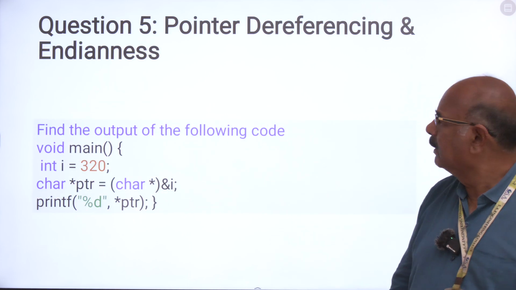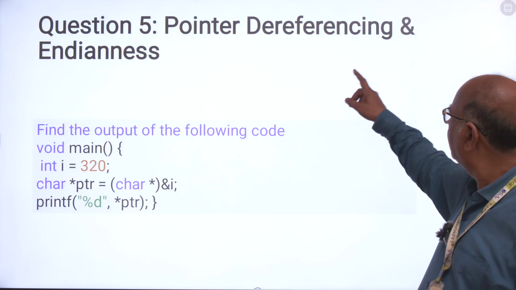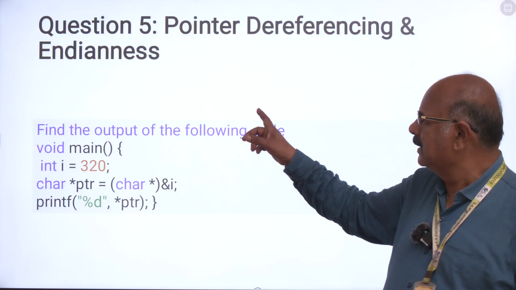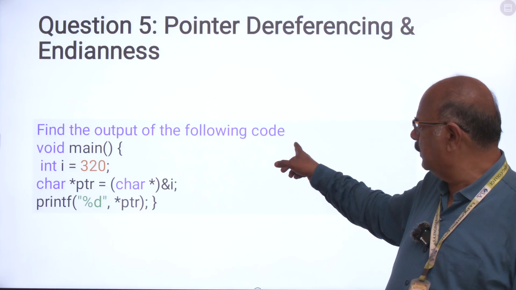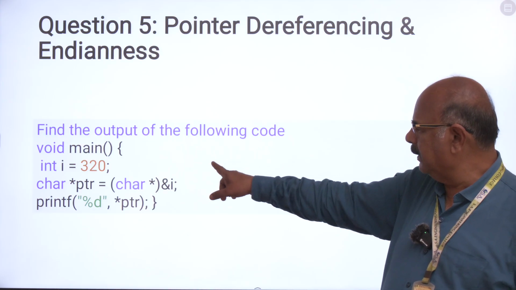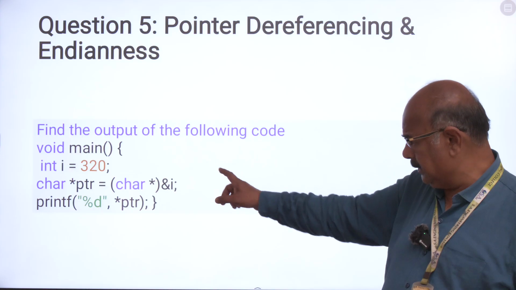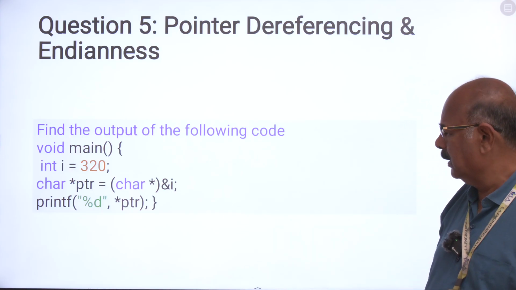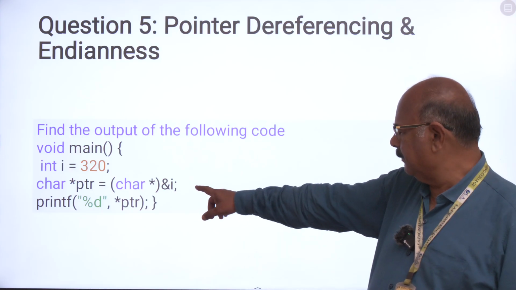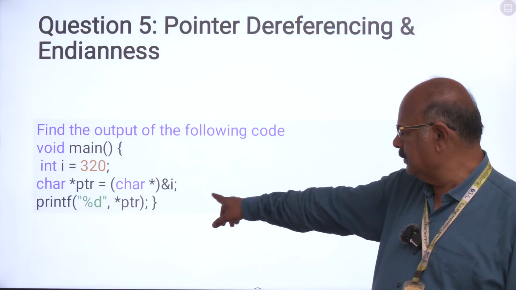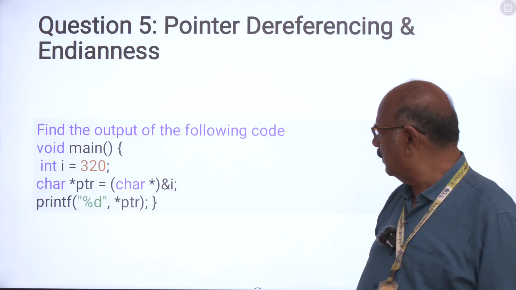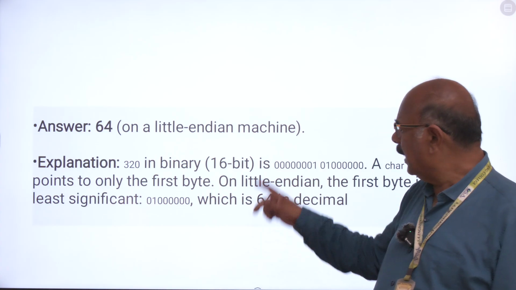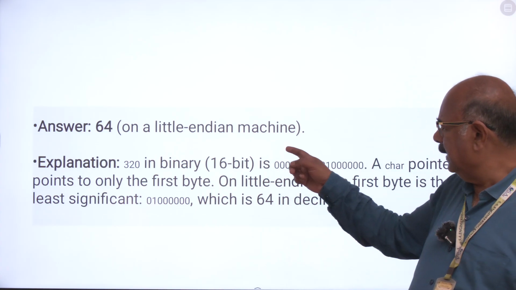Question number 5, pointer dereferencing and endianness. Find the output of the following code: void main, integer i equals 320, and we are giving the value through a character pointer. So the character pointer gives the pointer value, and then what is the value we are getting? Let us see the answer for this. Answer: 64. Little endian machine.